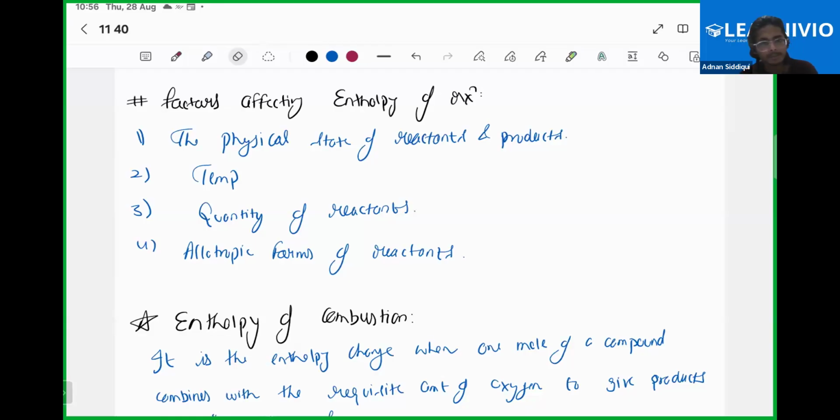And again the temperature and quantity of reactant. If you have less reactant, they will require less amount of heat. And allotropic forms of reactant, right? If you have carbon as graphite and diamond, which one is more strong? Which one do you have to provide more enthalpy to? Okay, diamond, right? Is it clear?